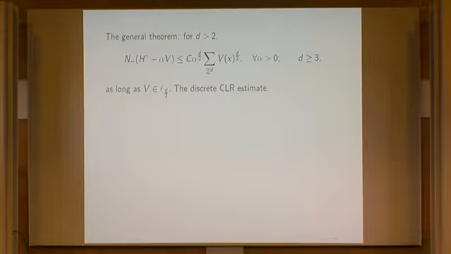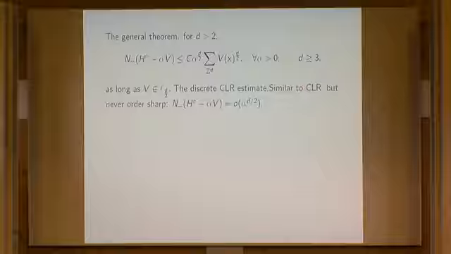It says that the number of eigenvalues with coupling constant included is not greater than some universal constant times this power, and one should take the sum of this v. And this holds as long as v belongs to, you see, it's L small because it's a sequence. This v is a sequence. It's called the discrete CLR estimate, and it has the same shortcomings as in the general case. So it is similar to the CLR estimate, but it's never order sharp.